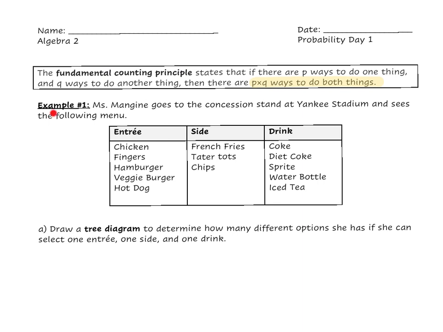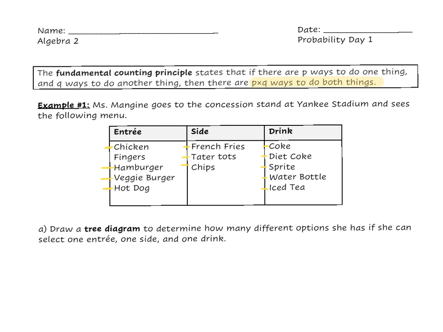So let's look at example number one. We say Miss Mangine goes to the concession stand at Yankee Stadium and sees the following menu. So chicken fingers is my first entree choice. I know it looks like two, but it's one. It just got copied weird. Hamburger is my second, veggie burger, and then hot dog. So I have four entrees to choose from. I have three sides, and I have 5 drinks to choose from.